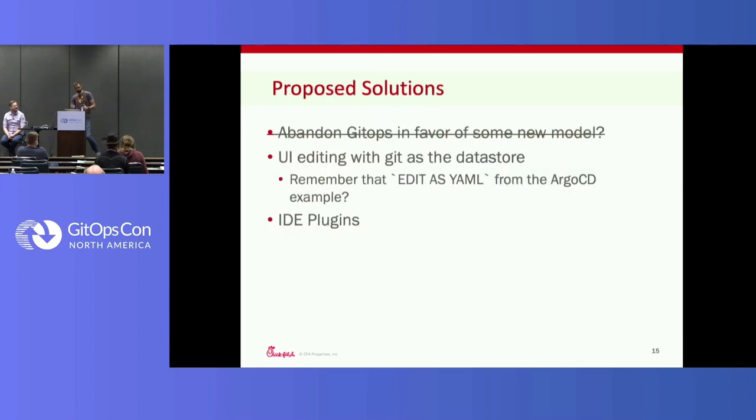So, getting to some proposed solutions. One I crossed out entirely was abandoning GitOps in favor of some new model. I just went to GitOps and I really don't want to change. No, I think there's a lot of great value in GitOps and the auditability. And for those of us that are deep in the weeds, it's really nice being able to be in the guts of it and not pulled out into some menu. I just think how great it would be when we look at UI editing with Git as the data store.